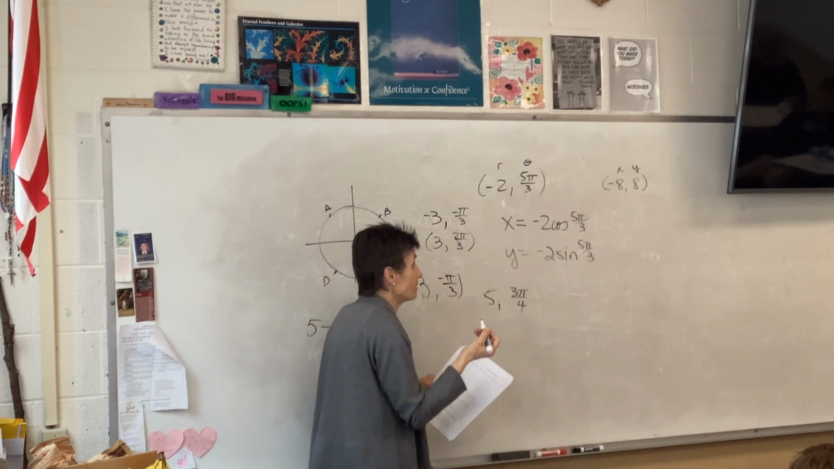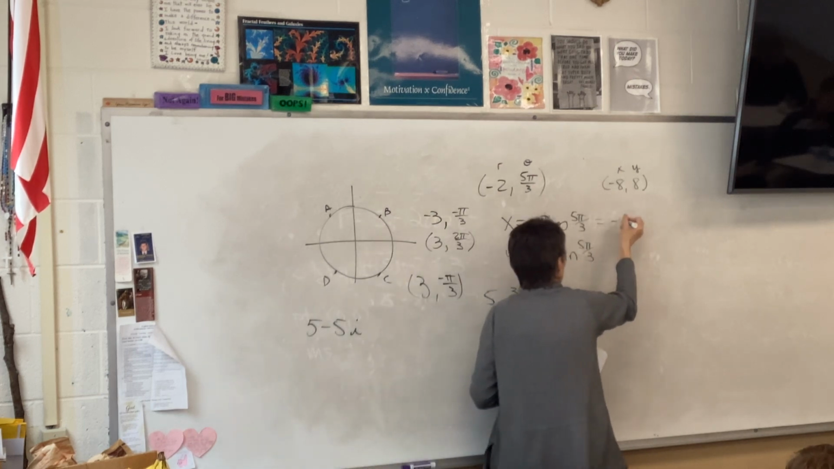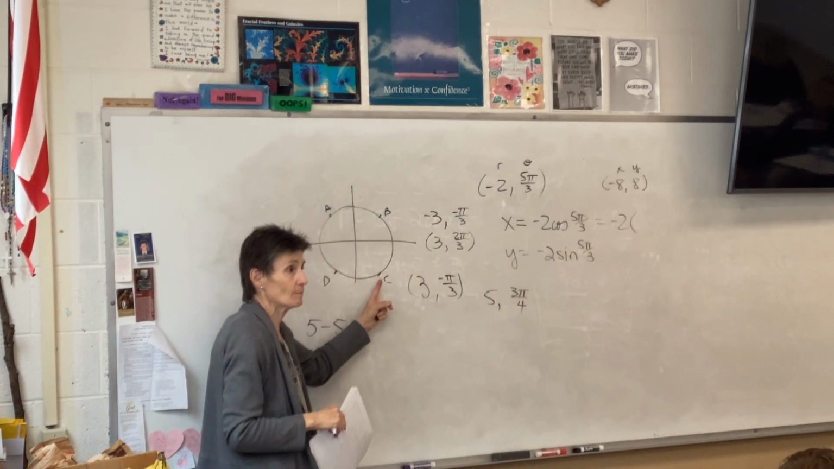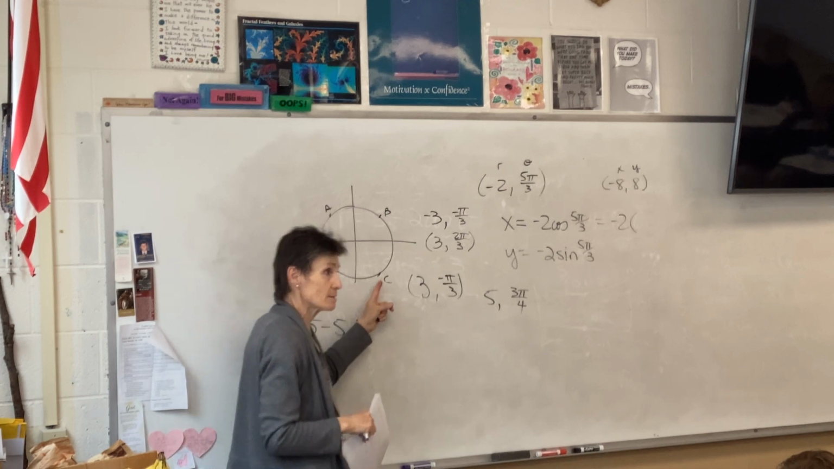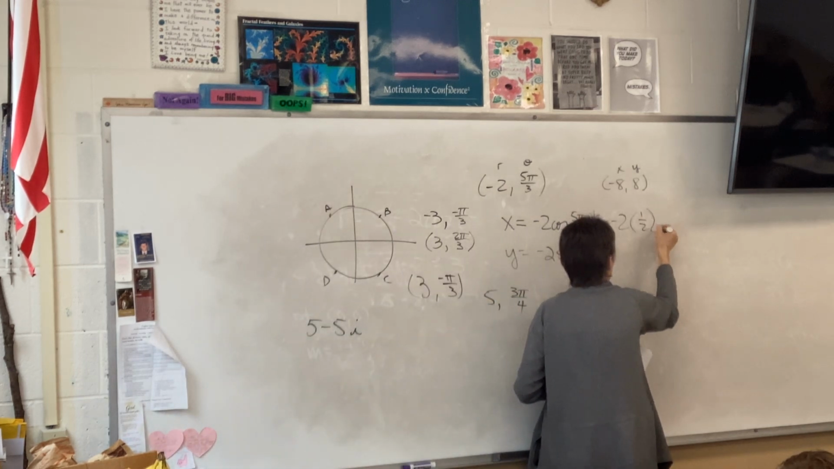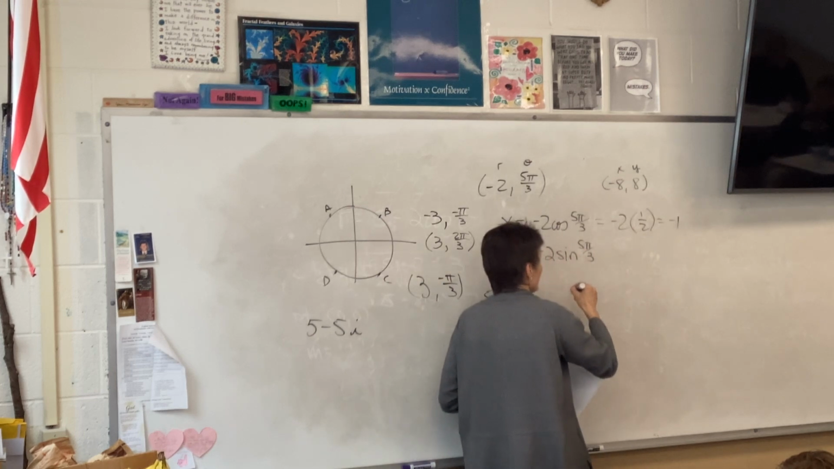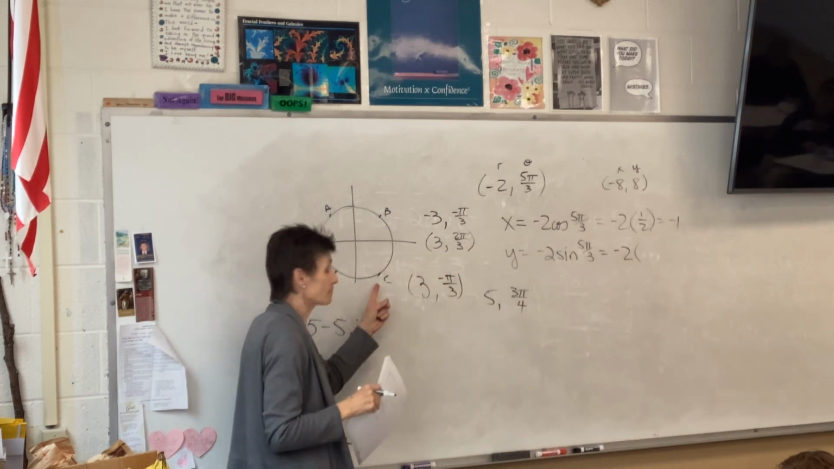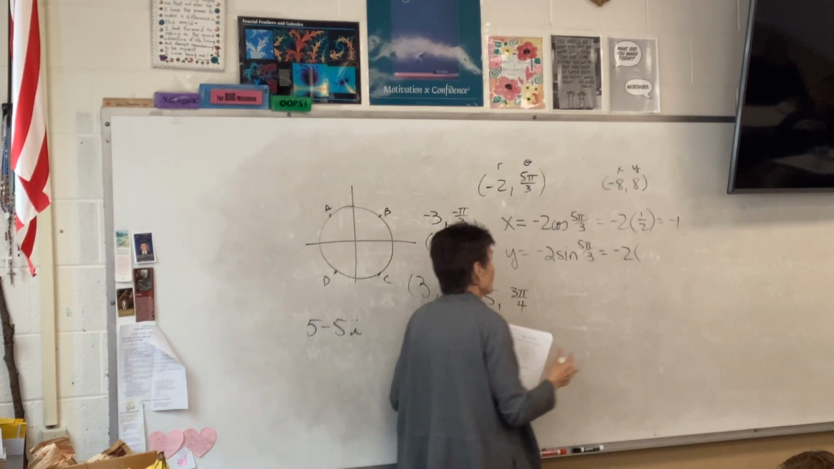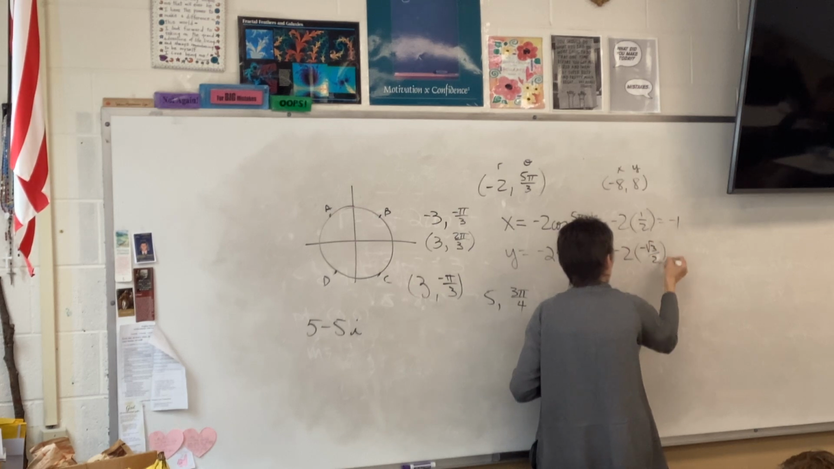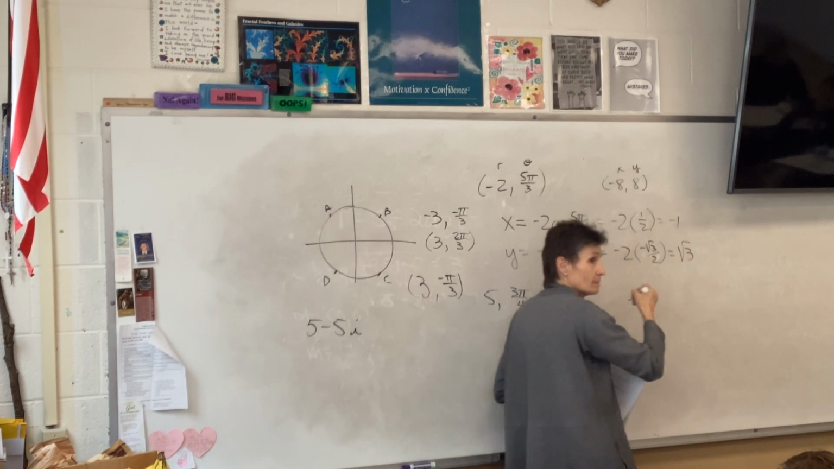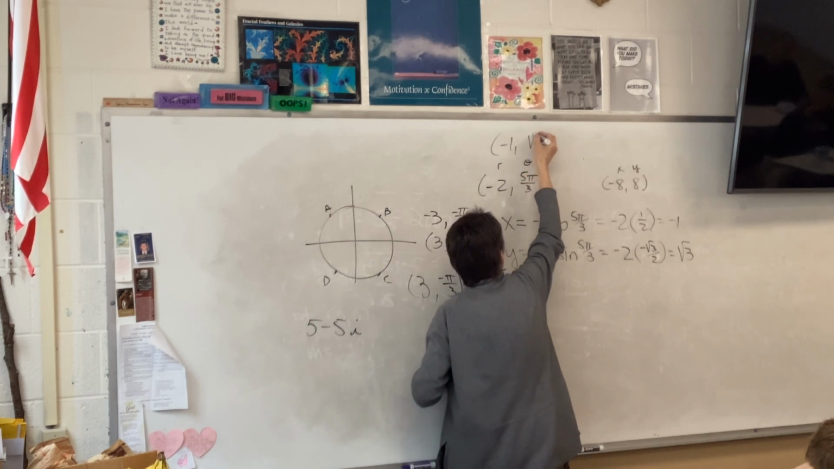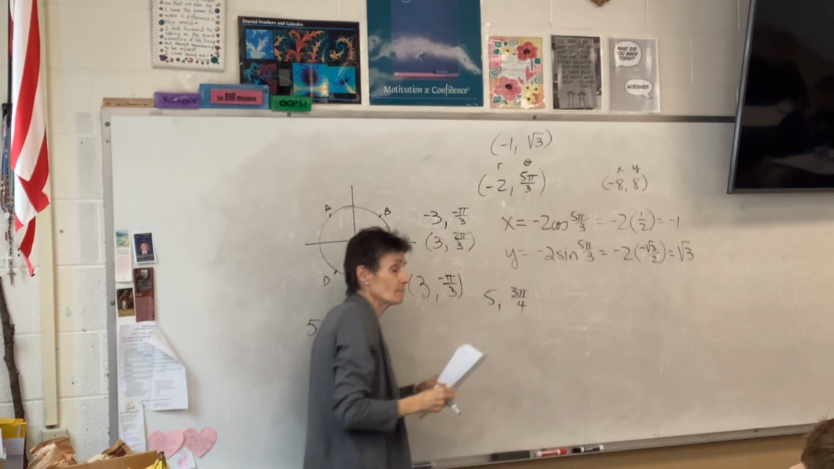So then it's easy. What is the cosine of 5 pi over 3? 5 pi over 3 is down here, right? Cosine is 1/2, positive. So my x is negative 1. What is the sine of 5 pi over 3? Negative root 3 over 2. So that is positive root 3. So my rectangular coordinates are negative 1, root 3.